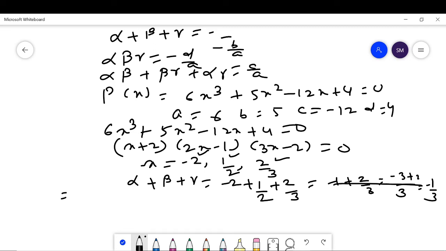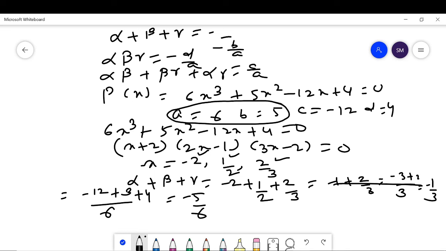Then here 6 is the LCM and we get minus 12 plus 3 plus 4. Then this is minus 5 upon 6. Then what is minus 5 upon 6? Look at here. What is B and what is A? This is minus B upon A. Hence verified the first identity, alpha plus beta plus gamma is equal to minus B upon A.